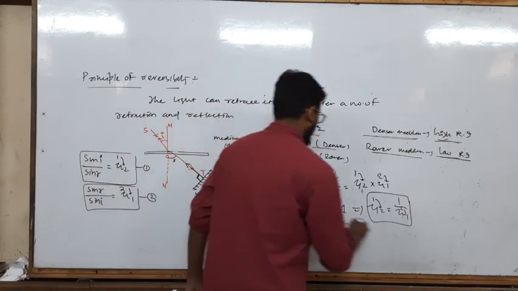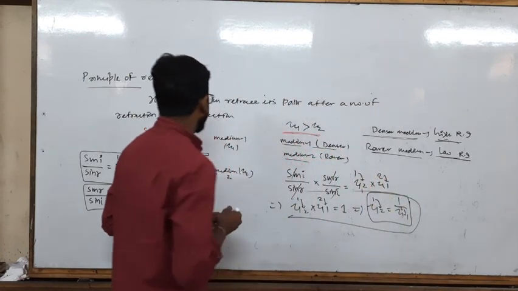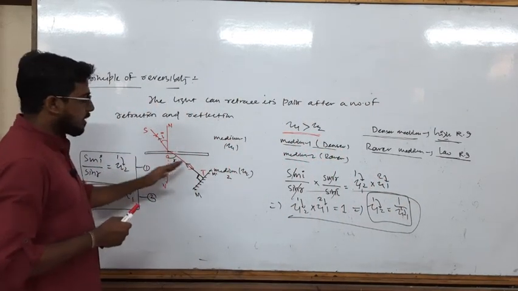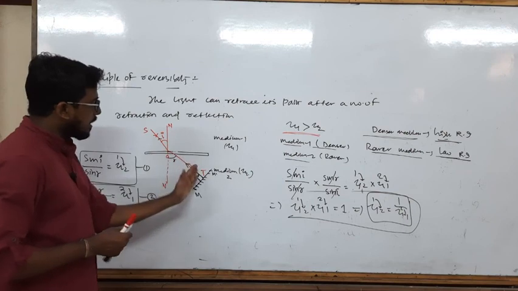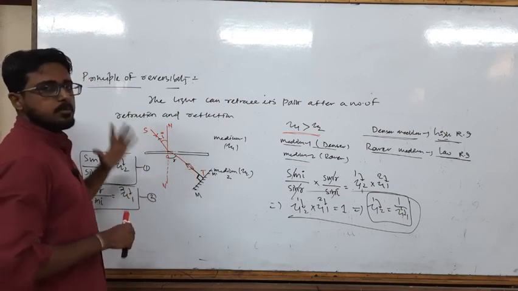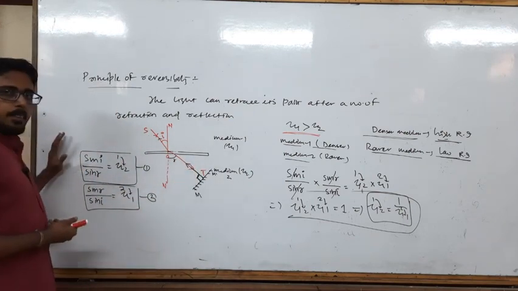So this is known as the principle of reversibility. Due to a number of refractions and reflections, the ray can retrace its path. That is known as the principle of reversibility. Clear?